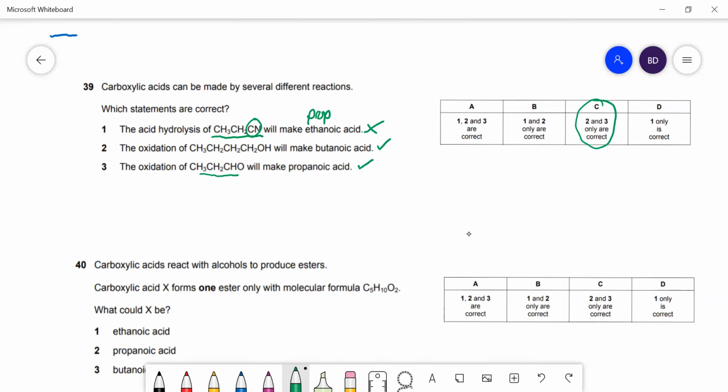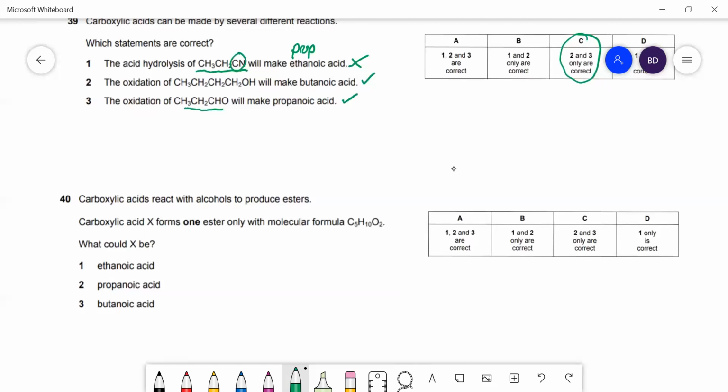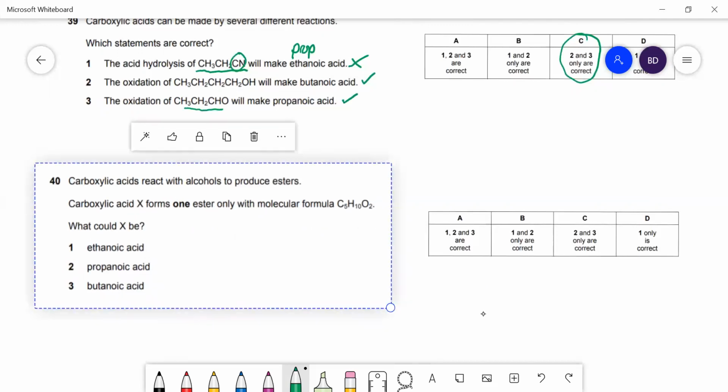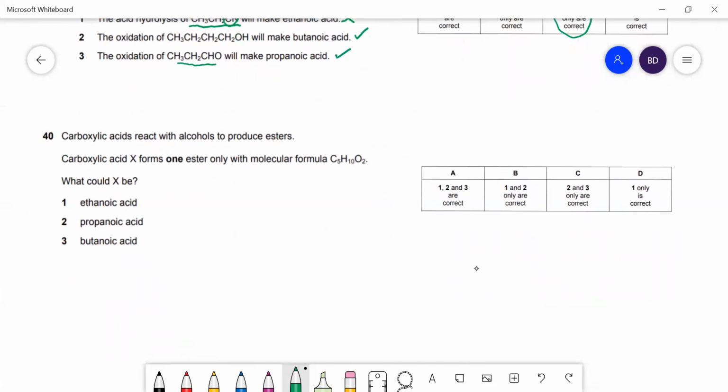40. Carboxylic acids react with alcohols to produce esters. Right, carboxylic acid X only forms one ester with a molecular formula C5H10O2. Okay, let's see what it could be then. So let's try ethanoic acid. So we're going to have that bit from the acid, and it's the ester linkage.